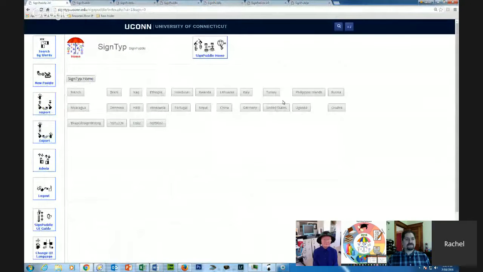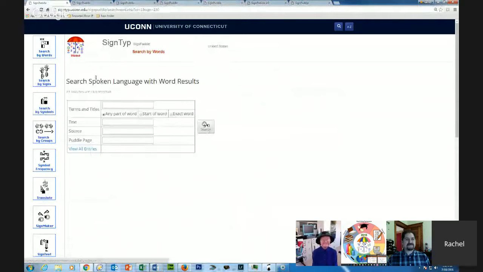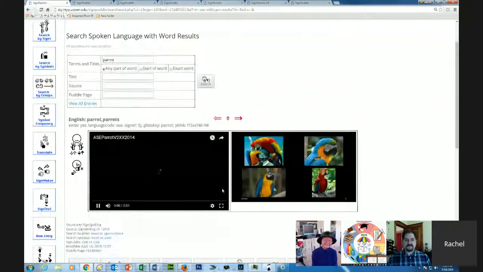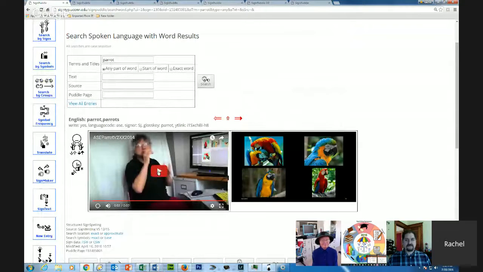Okay, well, I think I've lost it, so I'll just bring it back. United States, search by word, parrot. Okay. So here you can see a relatively complex sign. The signer is using a two-handed first part, and then there's a crook on the beak. And you can see that in the sign writing.